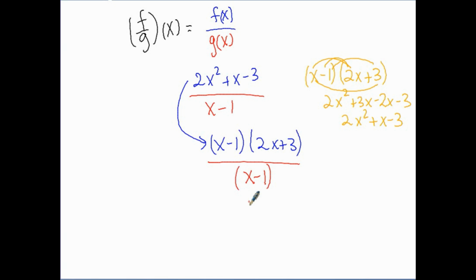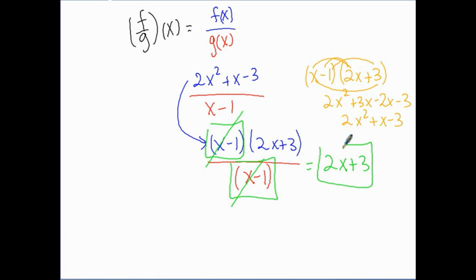So when I take a look right here, I see an x minus 1 and an x minus 1. Well, I know anytime I divide a number by the same thing in the numerator and denominator, they're going to cancel each other out. They equal 1. So I'm left with just 2x plus 3. There's nothing else I can combine. That's going to be my final answer.